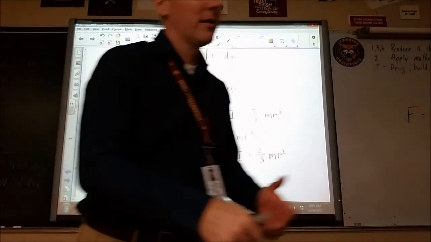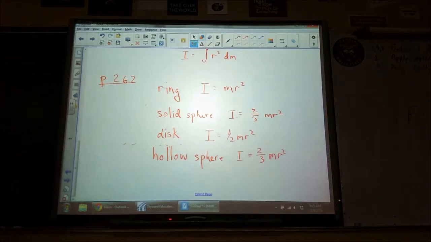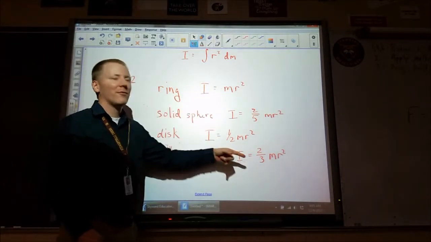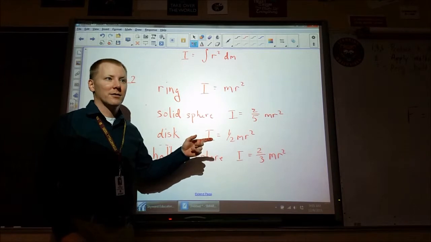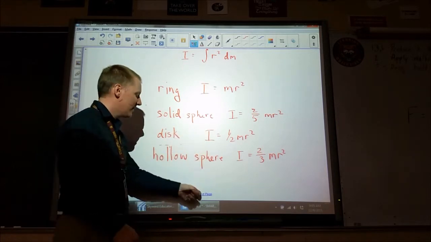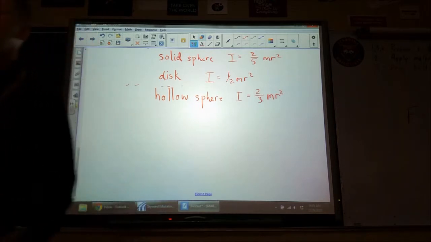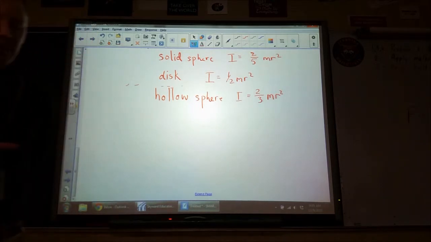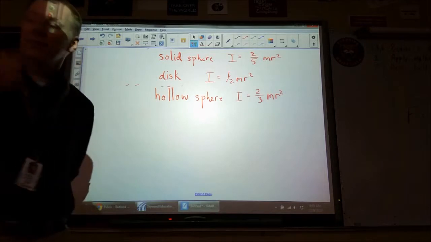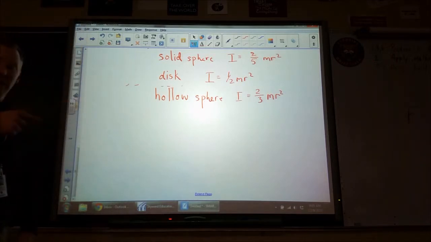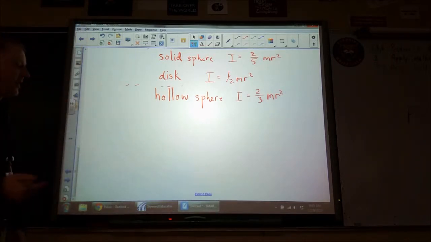And as you learn calculus, you can learn how to figure these out. But they're all pretty similar and pretty easy to use. I mean, they're all based on this mr squared, and then there's some factor out in front of it. Okay, so big similarity there. Our interest is to figure out how much energy does it take to get this spinning, and that, since these particles in it are all moving, that's some sort of kinetic energy.